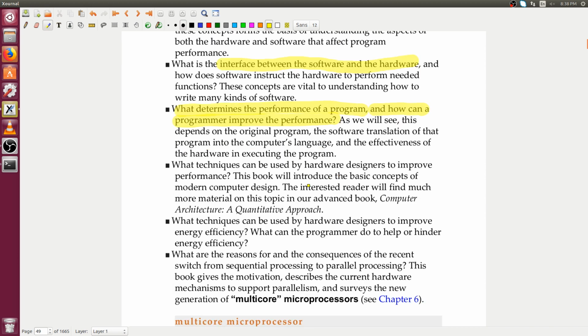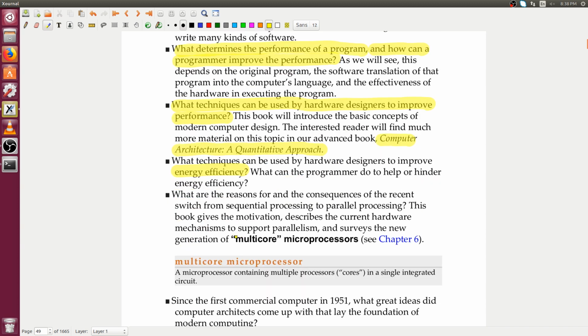Let's see. We're going to learn what techniques can be used by hardware designers to improve performance. So we're going to learn on the hardware side how we can improve this. And then this is the advanced book, the book we're going to do after this book: Computer Architecture, a Quantitative Approach. This is where you really start to learn about modern computer architecture. Then we're also going to learn about energy efficiency, and why that's so important, especially in the modern era with transistors being so small now.